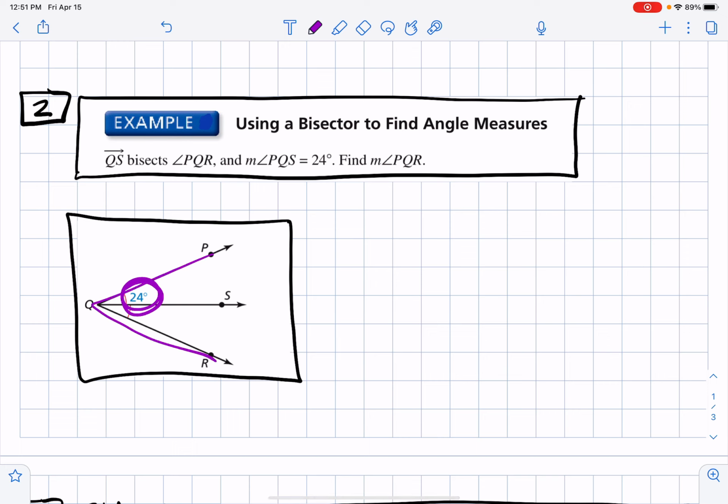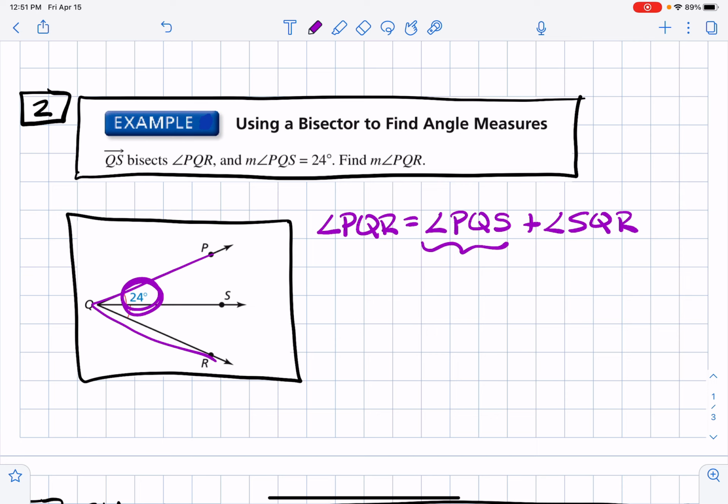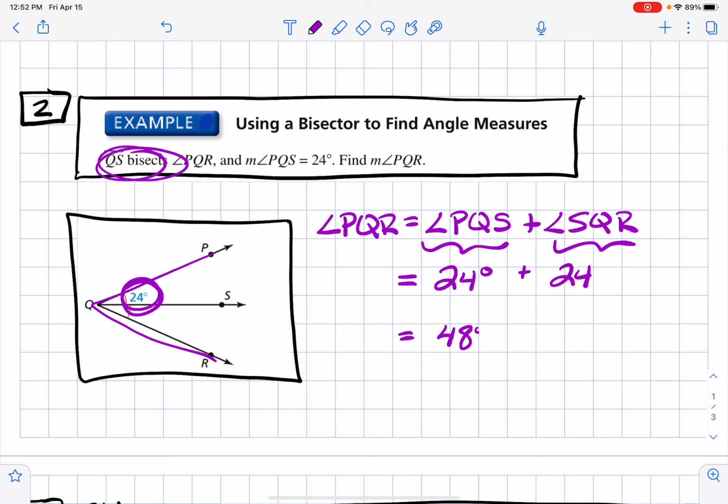So what is this whole thing? Okay, so angle PQR is equal to angle PQS plus angle SQR. That's just the angle addition postulate. We know that PQS is 24 degrees, and we know that this bisects it. So therefore, this one also, SQR, has to be 24 degrees. Thus, grand total of this, 24 and 24, is 48 degrees. That's pretty simple and straightforward. So that shouldn't be a big deal. Take note of that one. And that's just making sure you understand what the word bisect means, okay?